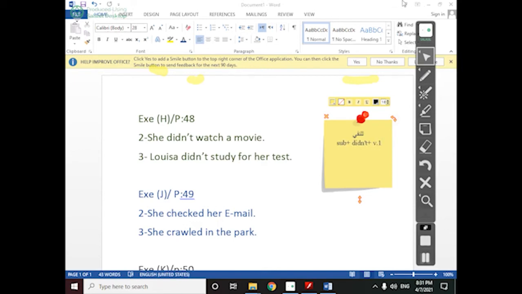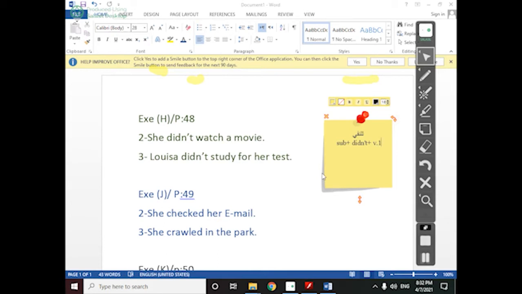Okay. Sentence number 2. She watched a movie with her sister. I am going to negate this sentence, so it becomes she didn't watch a movie. حطيت السبجكت، مشيت على القاعدة، حطيت السبجكت بعدين didn't بعدين رجعت الفيرب لفيرب 1. Number 3. Louisa studied for a test on Monday. بدي أنفيها بحط السبجكت اللي هو الفاعل لويزا then didn't، برجع الفيرب لفيرب 1. Louisa didn't study for her test.